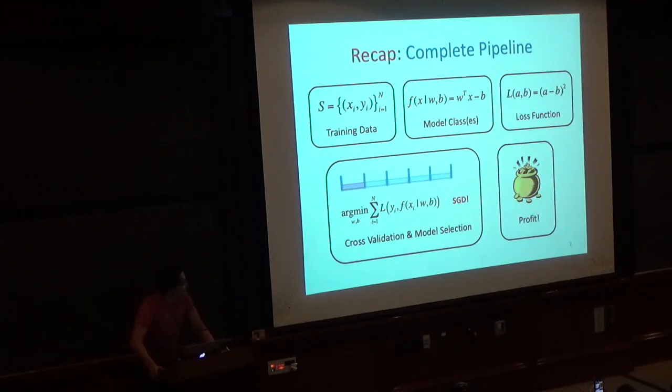We train this objective function on each of the training-validation splits, and we train it using stochastic gradient descent or a variant of it. And then we select the best model, and then we deploy that model. So this is the complete pipeline that we have seen up to this point.